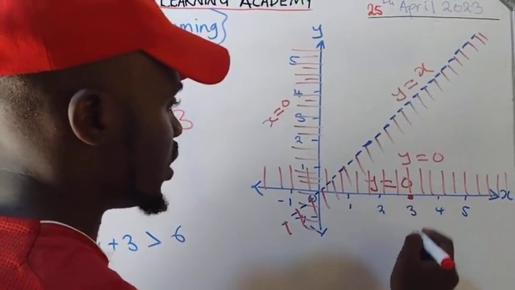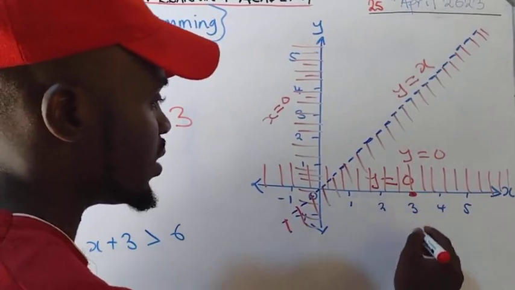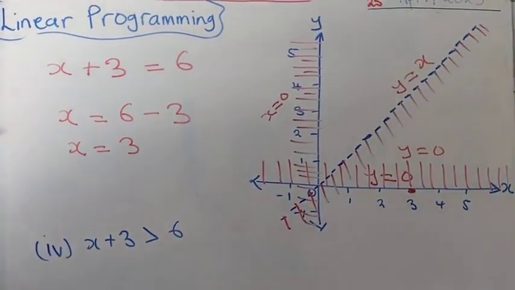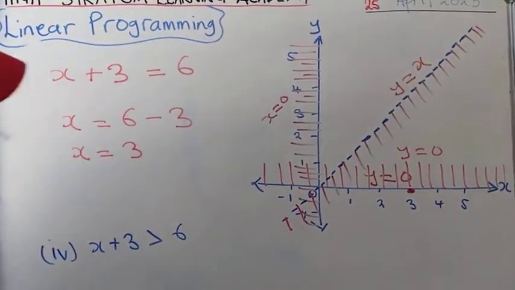This is the point, because this is the x-axis. So this is the point where x is equal to what? To 3. Now I want to shade the unwanted region, so we have to draw a line. What type of a line are we going to draw?